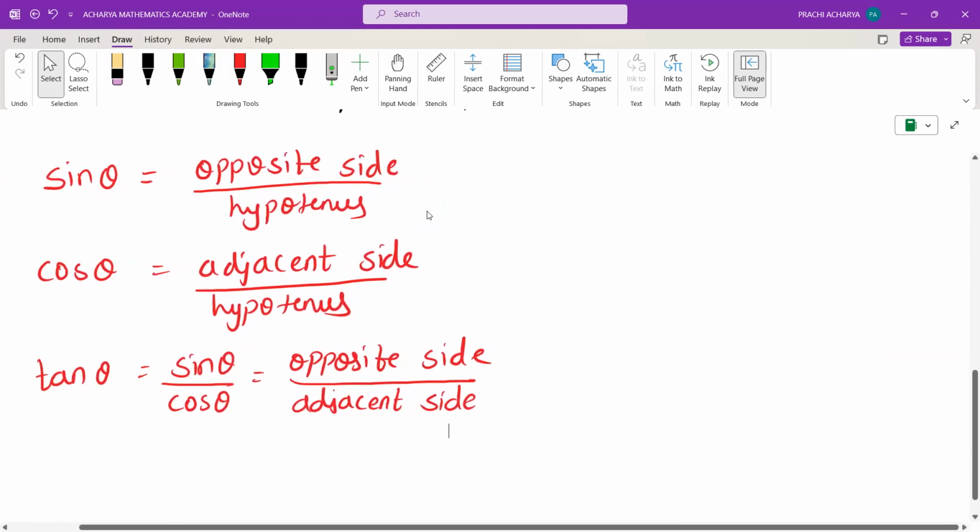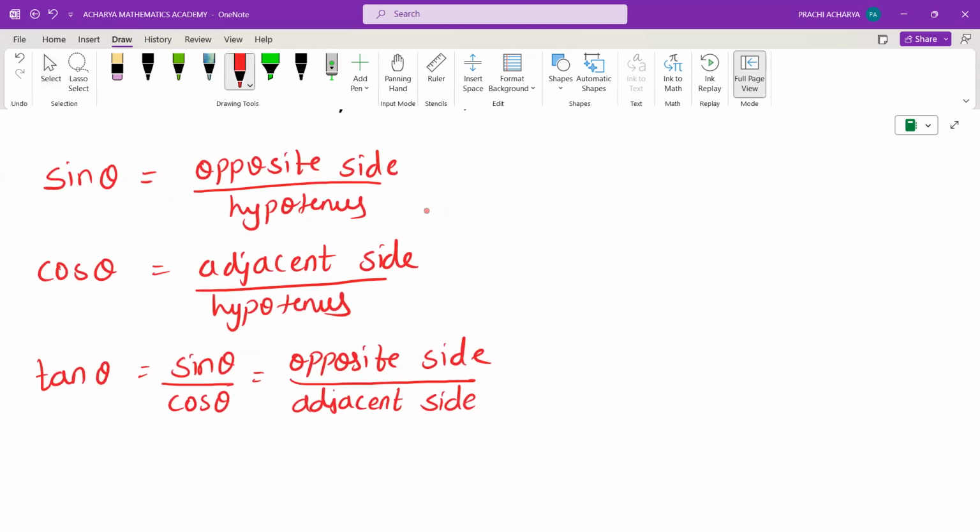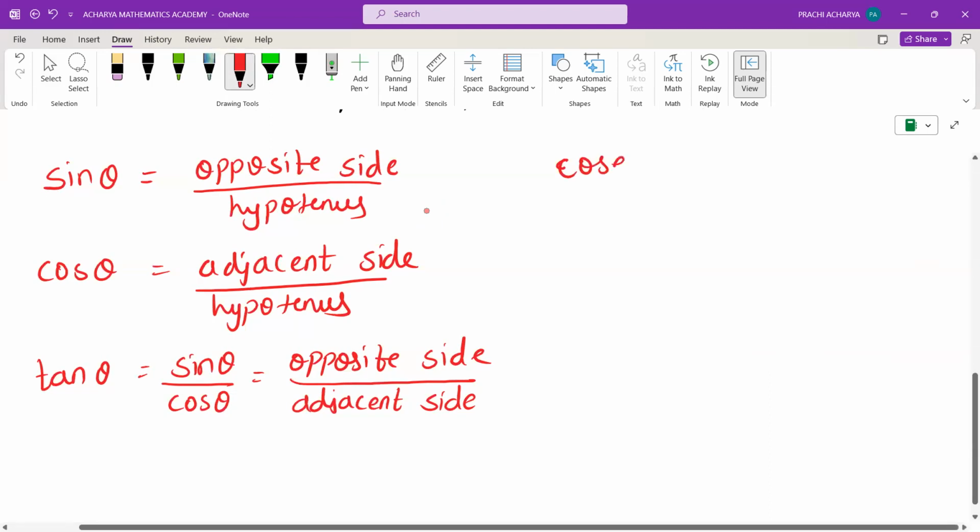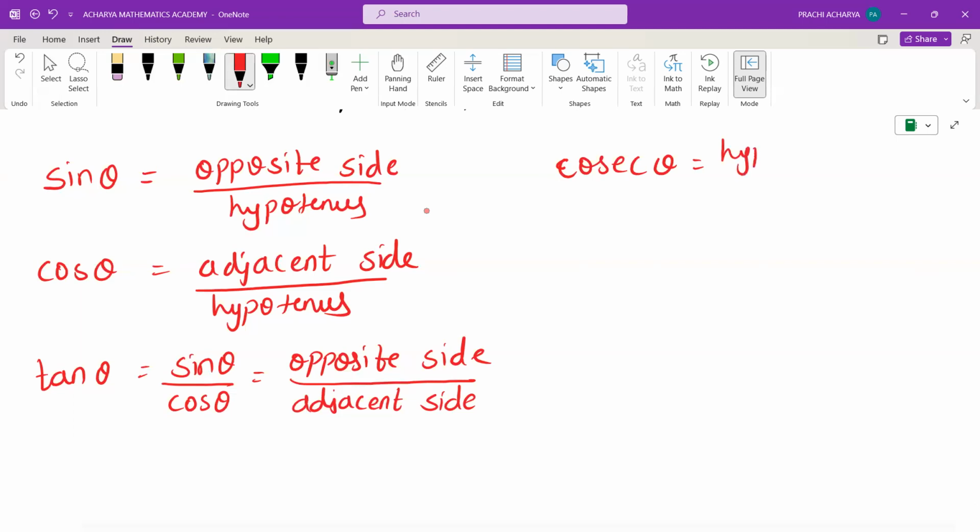Now the other three are reciprocals of sine, cos and tan. The first is cosec theta. That is reciprocal, means hypotenuse ऊपर आ जाएगा in numerator and upon opposite side. Just to make the concepts clear, we are revising again. तो आप भी try करो.